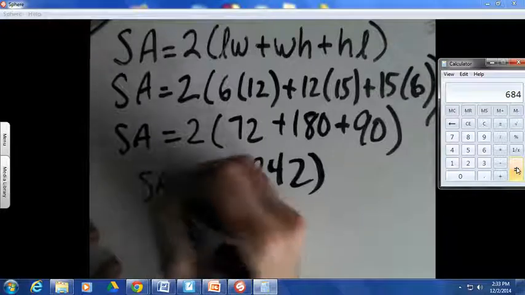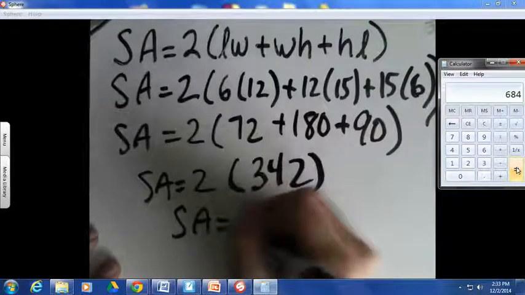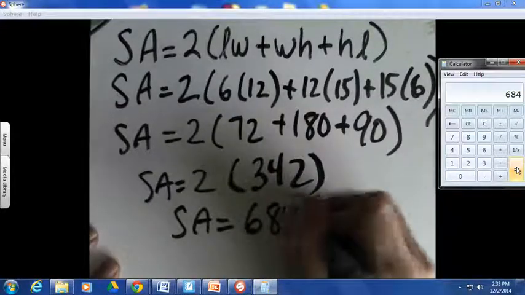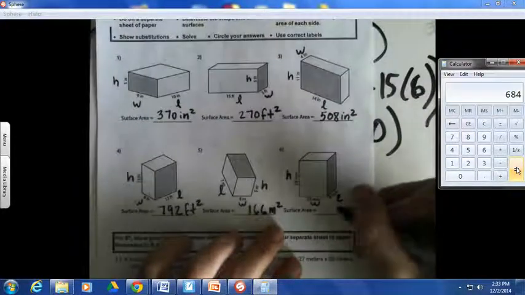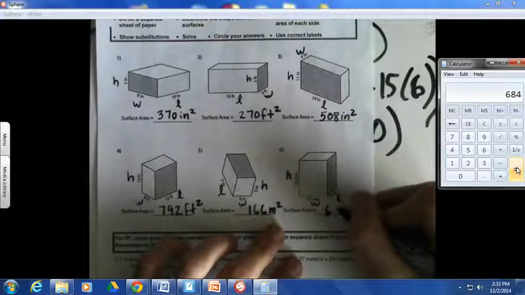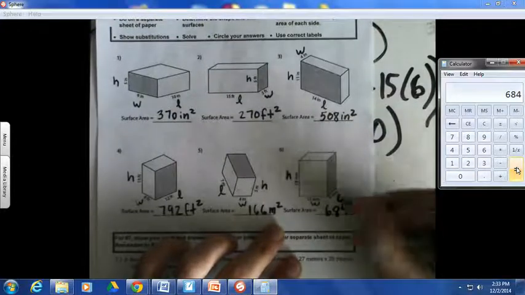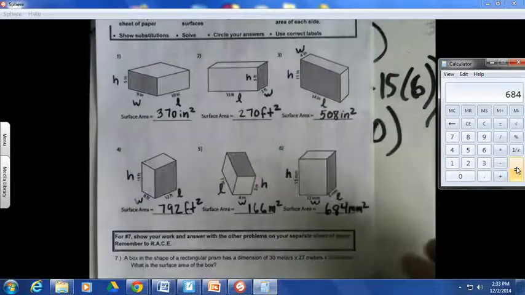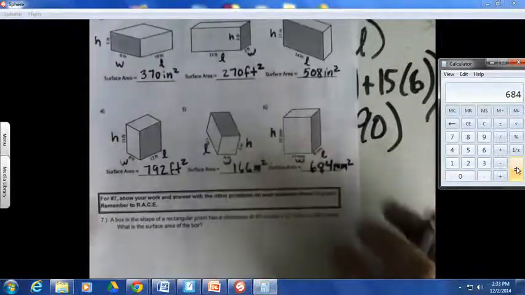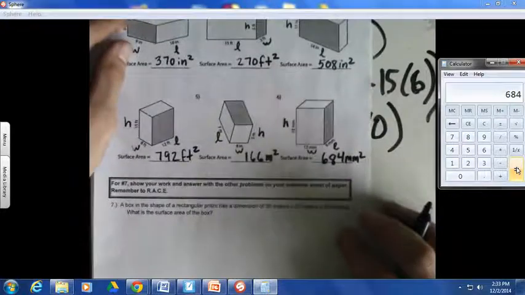The surface area equals 684. And our units are millimeters. We're going to do millimeters squared. Alright, last one is a word problem.